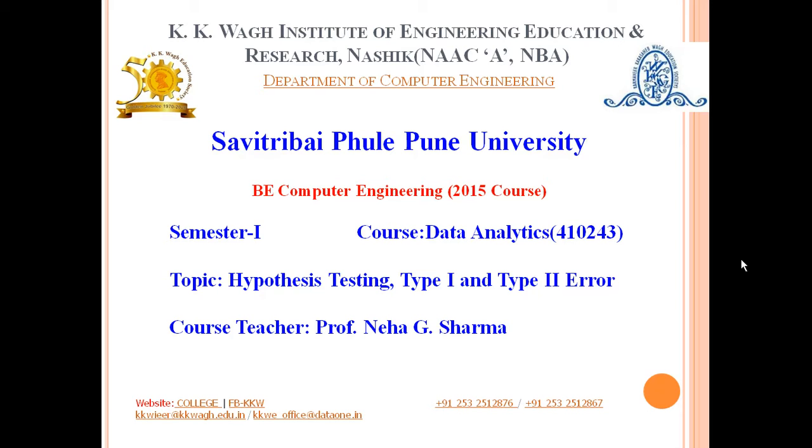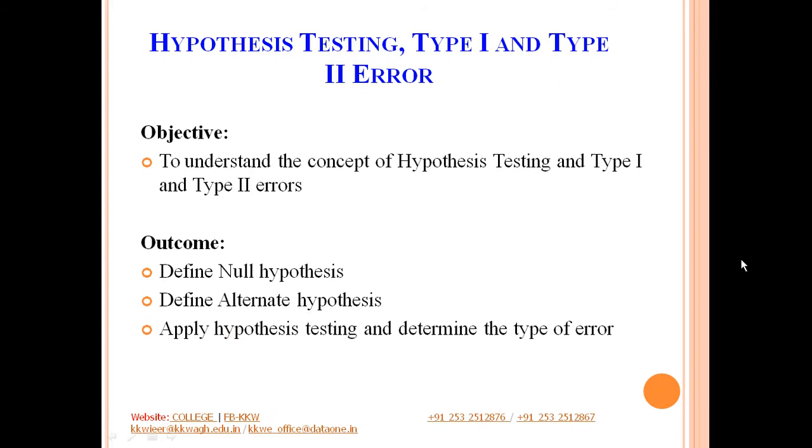So, before we start our e-lecture, let us look at the objectives and outcomes. The objective of this particular e-lecture is to understand the concept of hypothesis testing, Type 1 and Type 2 errors. At the end of the lecture, you will be able to define null hypothesis, define alternate or alternative hypothesis, and apply hypothesis testing and determine the type of error, that is whether it is type 1 or type 2 error. So let us start.